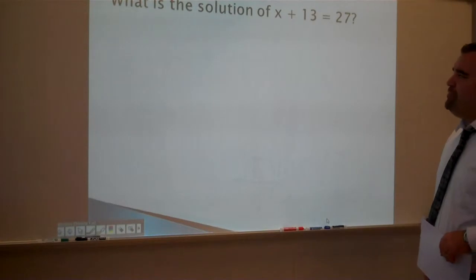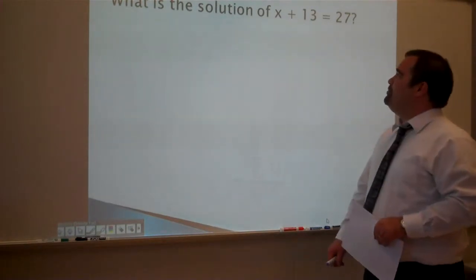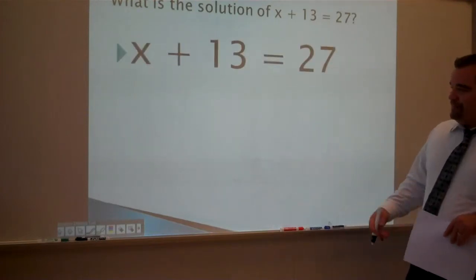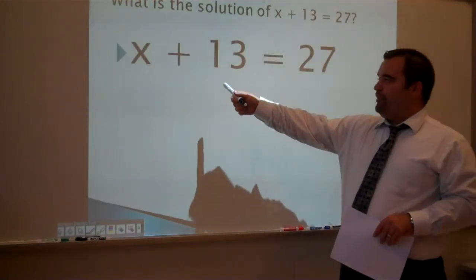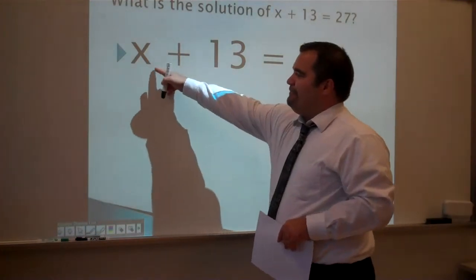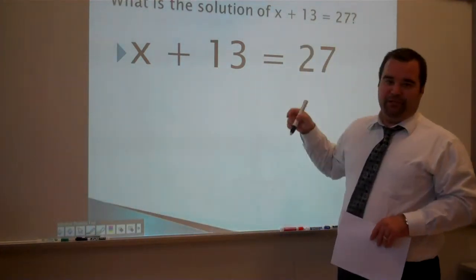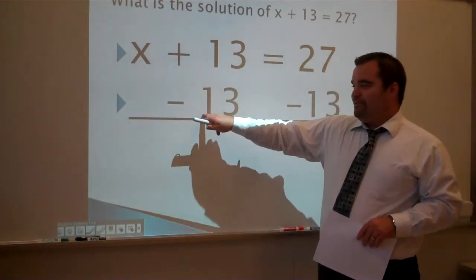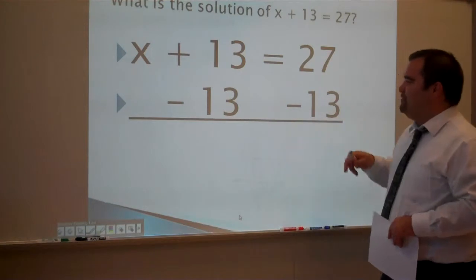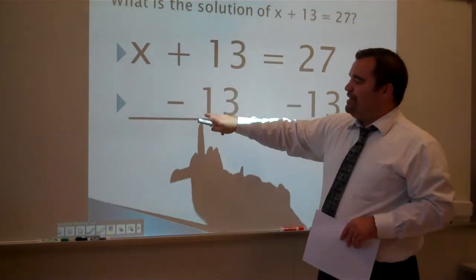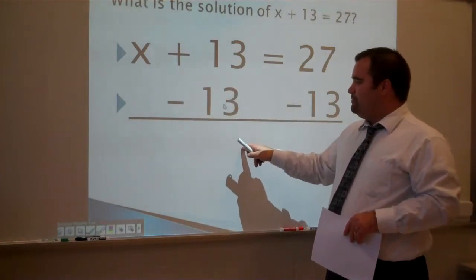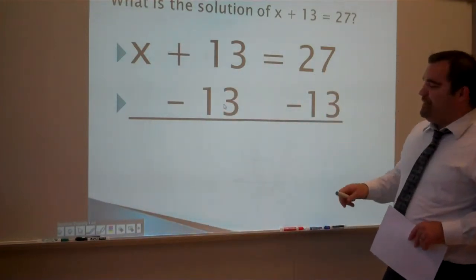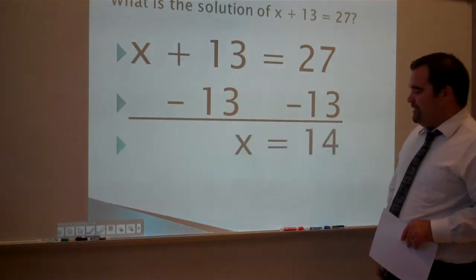So let's take a look at our first sample problem here. What is the solution of x plus 13 equals 27? When we have a problem like this, it's a one-step problem. There's only one thing that we're doing. To get the variable by itself, I need to get rid of this plus 13. So I'm going to subtract 13. And the rule with this is, whatever I do to one side of my equation, I have to do to the other side. Positive 13 minus 13 gives me a 0. So it would be x plus 0, or just x. 27 minus 13 gives me x equals 14.